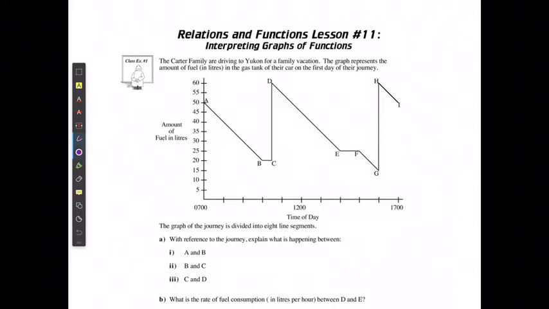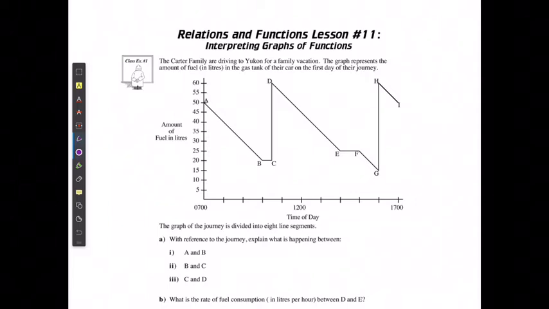The last lesson in this unit is taking a look at interpreting graphs of functions. So part of what we need to do is be able to take a look at a graph and then, based on the context of the question, be able to justify what is taking place in the graph.